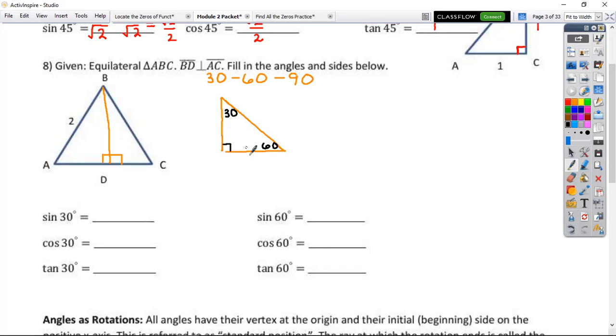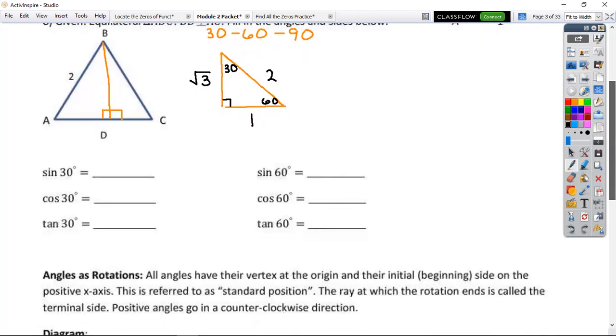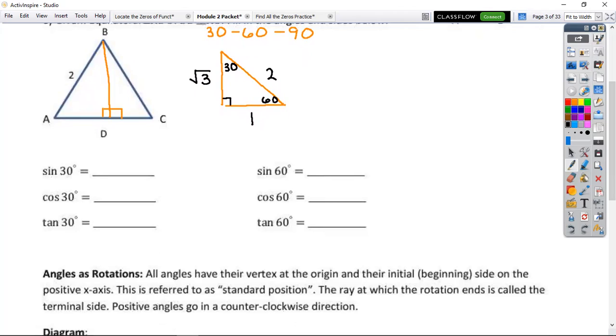Across from the 30 is always a 1. The hypotenuse is always a 2. And across from the 60 is always the square root of 3. Okay, those don't ever change. Then what you do is you take this triangle and you find the sine, cos, and tan of 30 and 60. So the sine of 30 degrees up here is opposite over hypotenuse, so 1/2. Cosine of 30 is adjacent over hypotenuse, so radical 3/2.